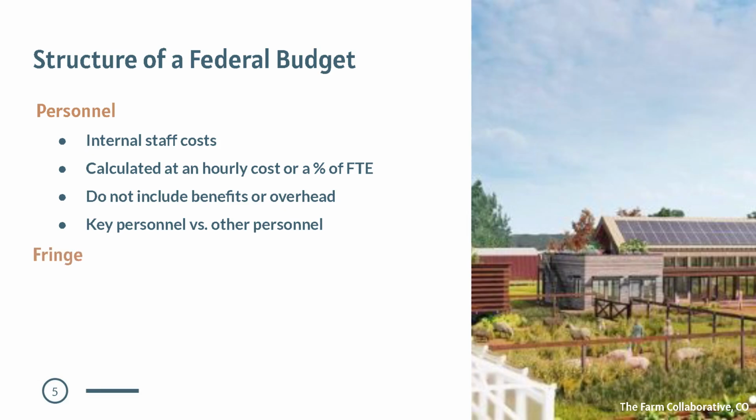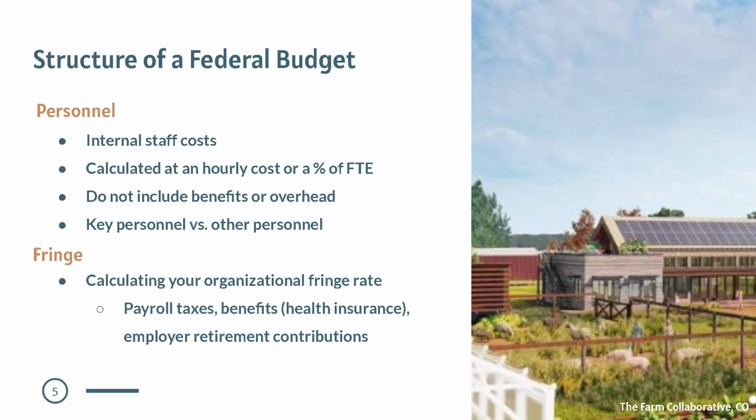Fringe is all the organizational expenses you incur as a result of your staff working for you on the project. Fringe will include payroll taxes, insurance, retirement, and other benefits you might be providing. During a grant period, you may need to calculate this rate per person, but for the grant application, you can use an organizational-wide fringe rate.